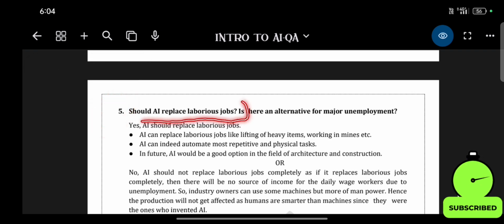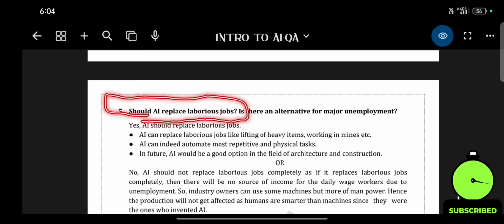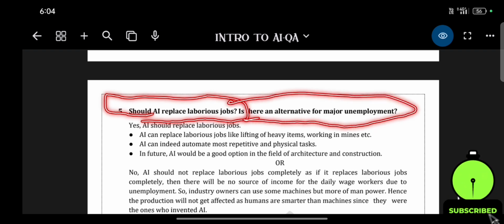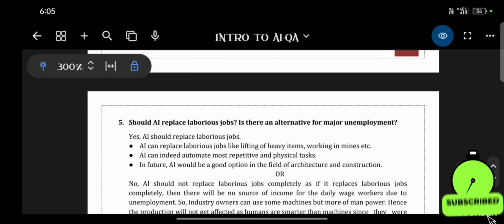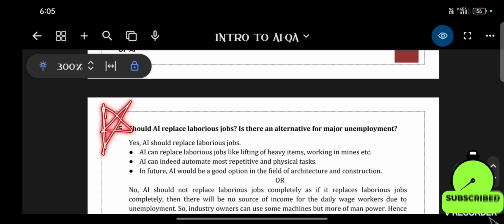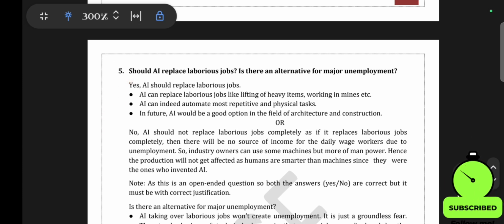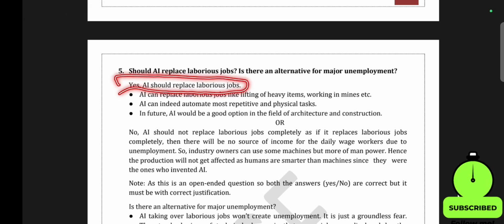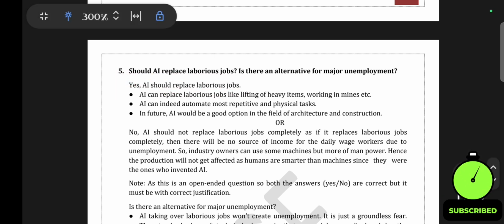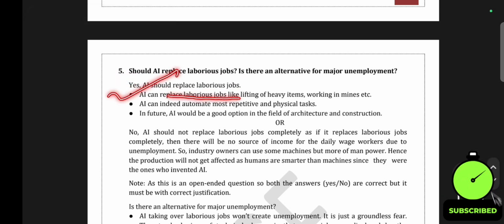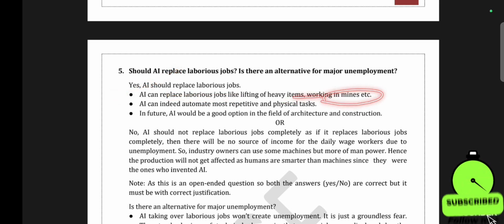Should AI replace laborious jobs? Is there an alternative for major unemployment? This question is also very important. Not so important, but this question was important. Yes, AI should replace laborious jobs. So how? AI can replace laborious jobs like lifting of heavy items, working in mines, etc.